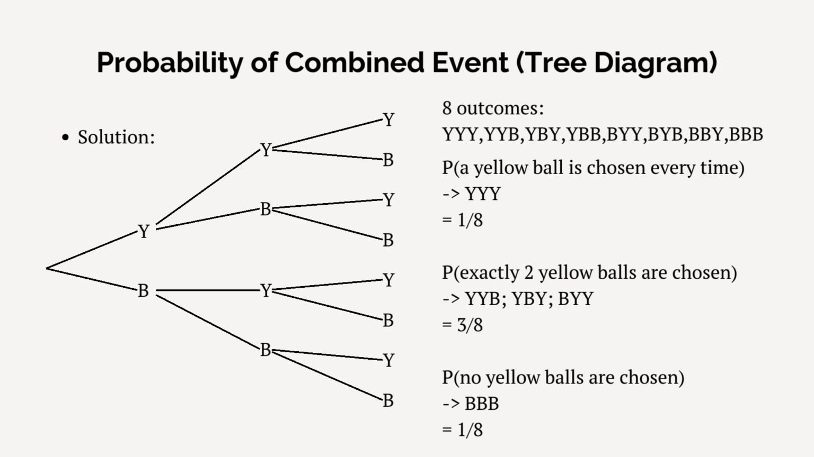For the scenario where we want exactly 2 yellow balls in 3 draws, the tree diagram helps us see that there are 3 favorable outcomes: YYB, YBY, and BYY. This gives us a probability of 3/8. The probability that no yellow balls are chosen means the combination needs to be BBB. That will give us a probability of 1/8.